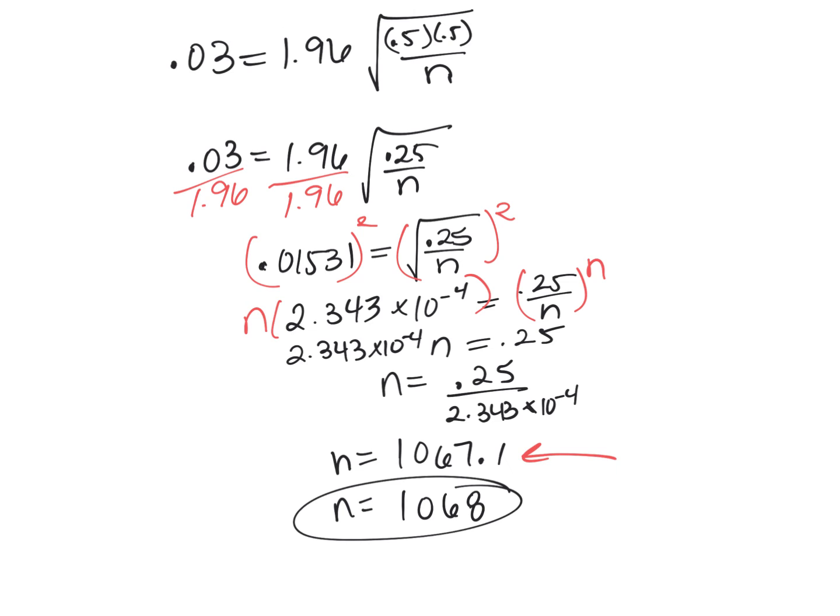Okay. So in order to estimate the outcome of an election with a 3% margin of error and 95% confidence, they need 1,068 people in their survey.